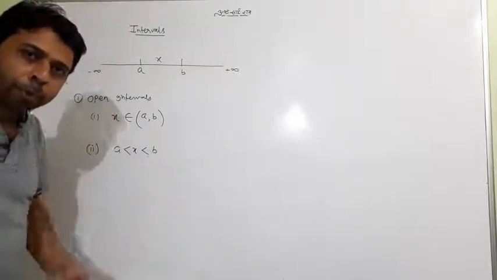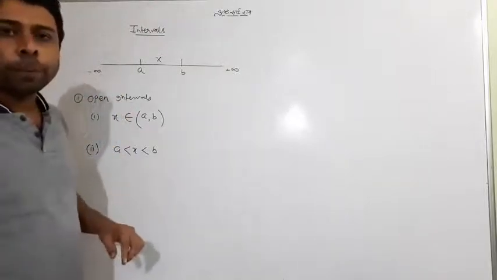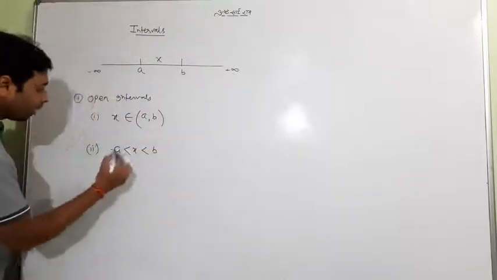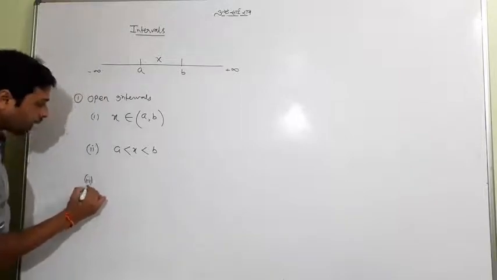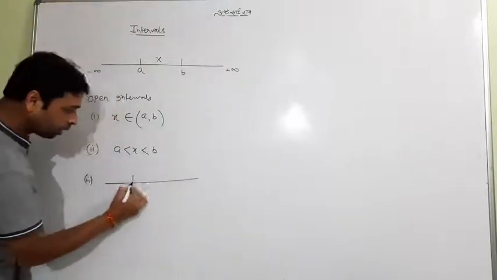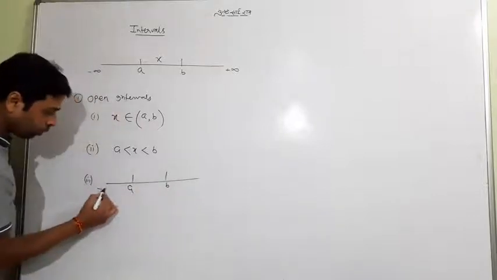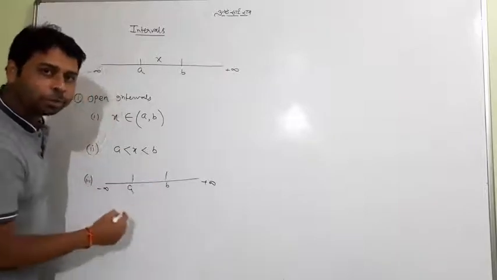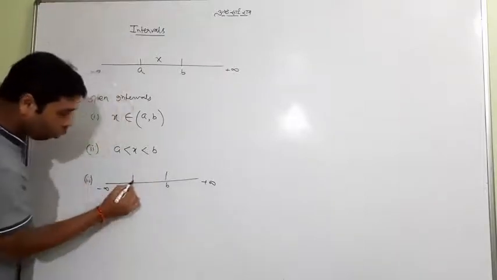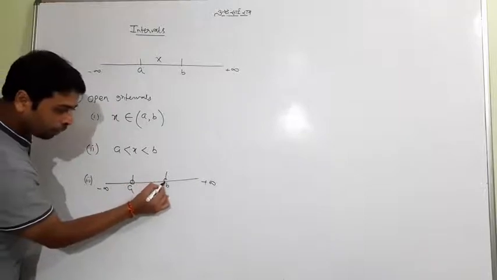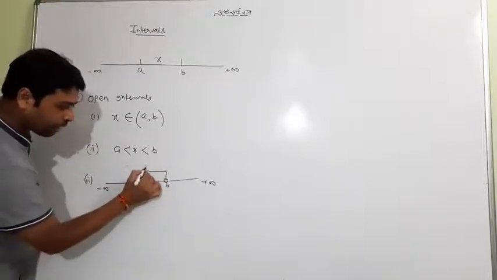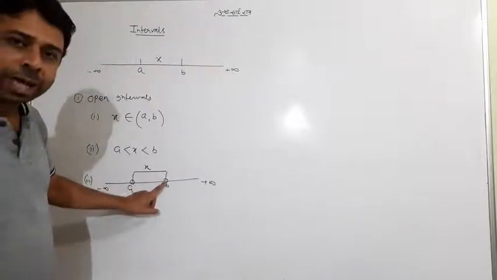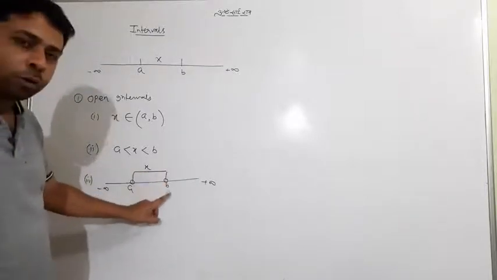And third, very important, is how we can represent it on the graph. So again I am marking the position of the open interval on the graph. This is a, this is b, infinity is not important here, and x is lying between a and b. So how can we represent it with the graph? Make an open bubble here and an open bubble here, and say that x is between a and b. The open interval shows that x cannot equal a and x cannot equal b.